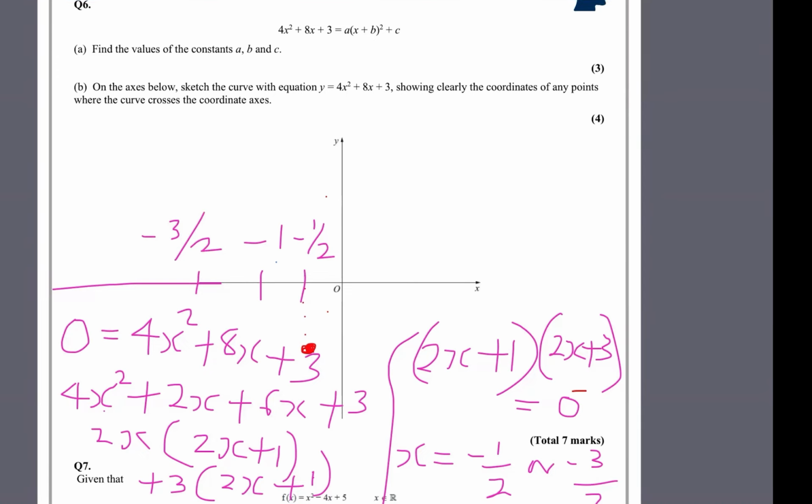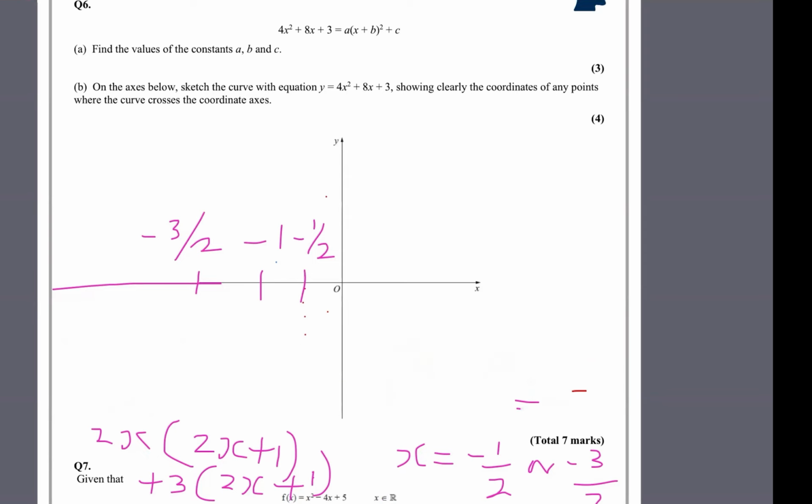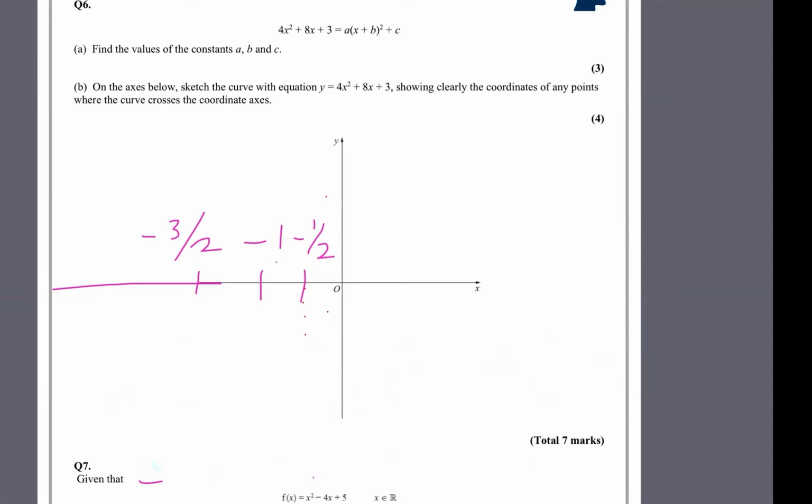So if I erase the whole thing here, we can go back to the question to where we are. We are told to sketch. We already have all the information that we need. It's turning at minus 1, 1. It's cutting the x-axis at minus 3/2 and minus half, and cutting the y-axis at 3. So if I attempt to sketch, it just comes out this way, it cuts this way. It goes back here and goes back up.